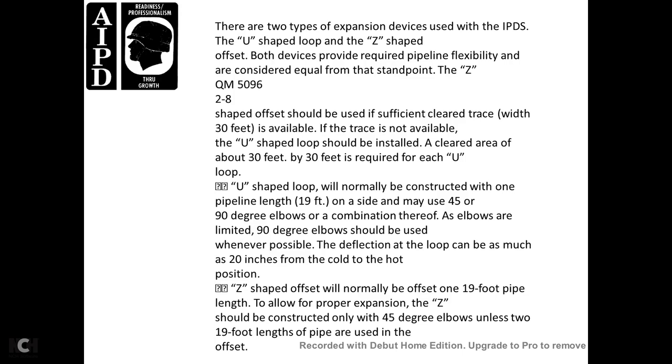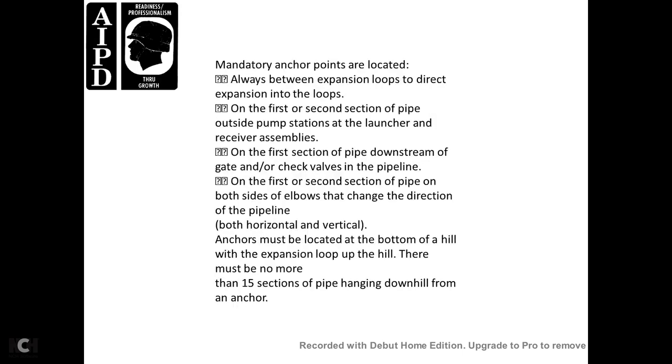The U-shaped loop would normally be constructed with pipe 19 feet on a side, and may use 45 or 90 degree elbows or a combination thereof. As elbows are limited, the 90 degree elbow should be used whenever possible. The deflection of the loop can be as much as 20 inches for the cold position. For the hot position, the Z-shaped offset will normally offset 1 foot for each 15-foot pipe to allow proper expansion. The Z should be constructed only with 45 degree elbows unless two of the 19-foot lengths of pipe are used in the offset.